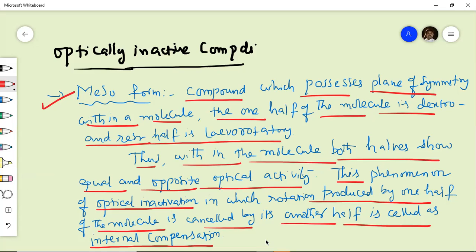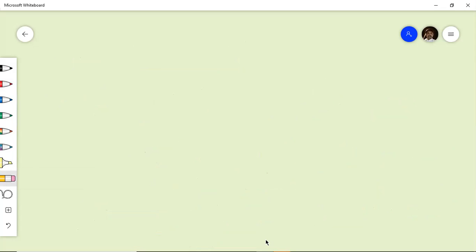For this, we have the best example. That best example is tartaric acid. We'll talk about tartaric acid now.